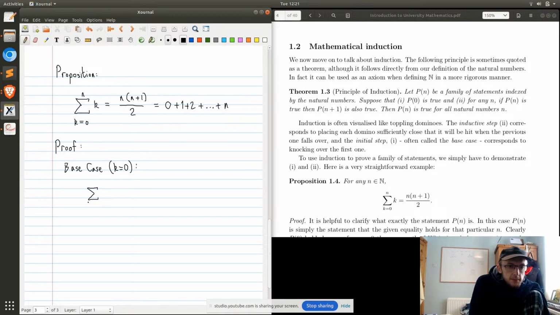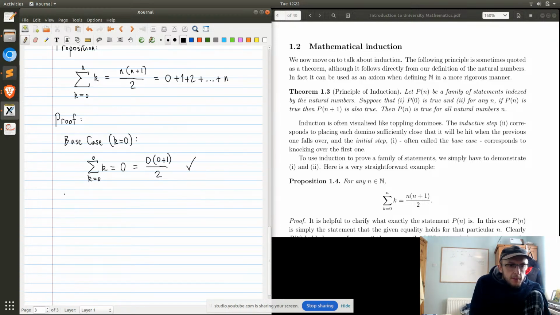And that is just literally the number 0, which is, of course, equal to what I get when I plug in 0 where n is. And I even do a little tick, because you can just see that that's true. Of course it's true when k is equal to 0. Okay.